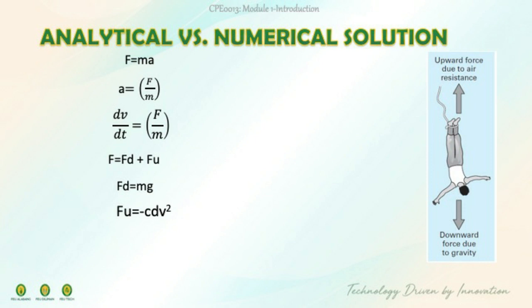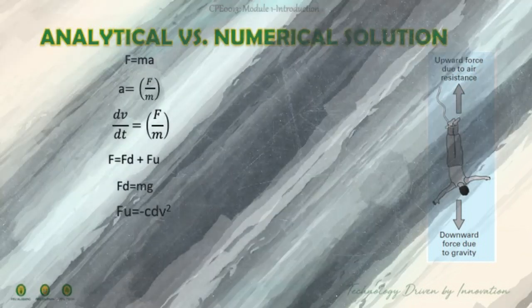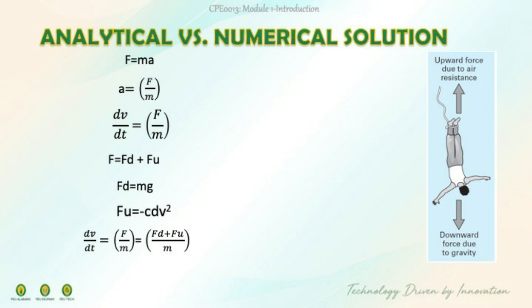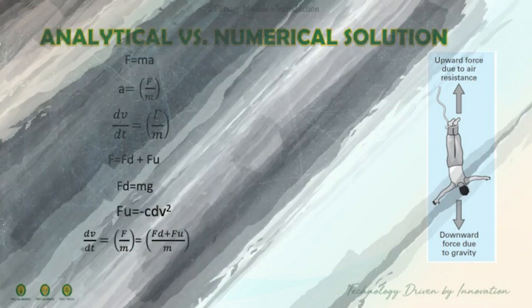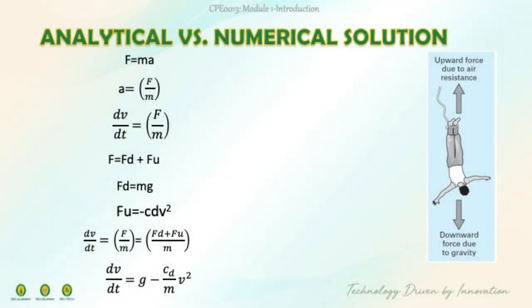So we can combine all the equations, Fd plus Fu, which is our F. Therefore, dv over dt is equal to F over m. So we have dv over dt is equal to g minus cd over m multiplied by v squared. That equation is a model that relates the acceleration of a falling object to the forces acting on it. It is a differential equation because it is written in terms of the differential rate of change, dv over dt, of the variable that we are interested in predicting.